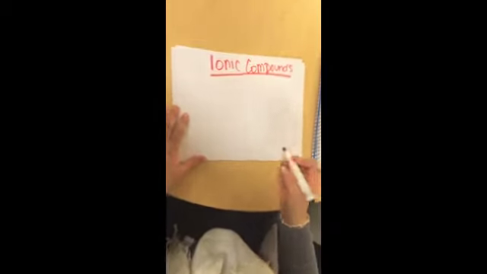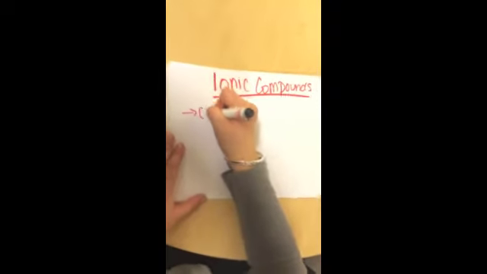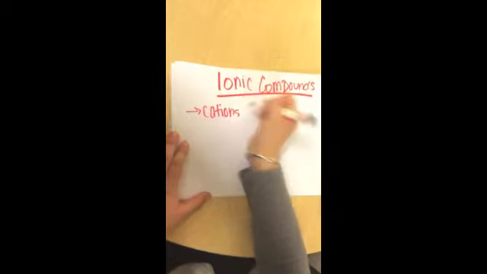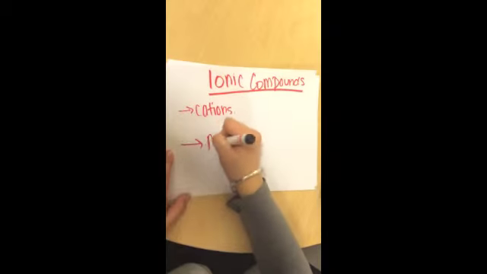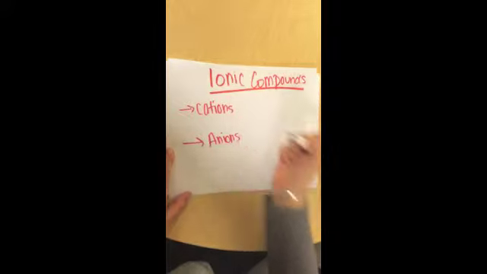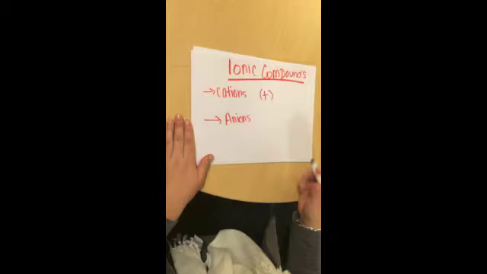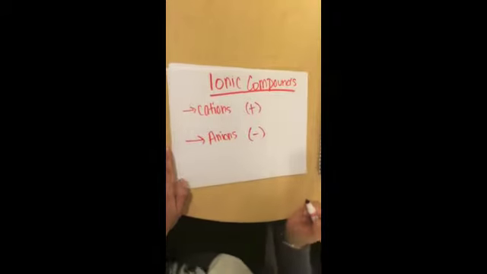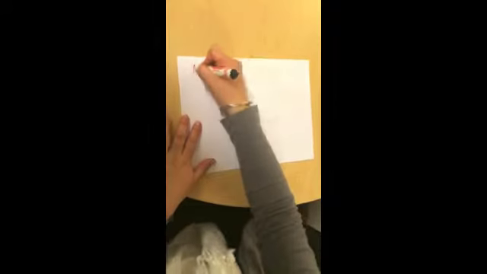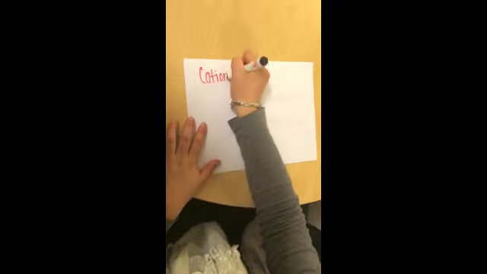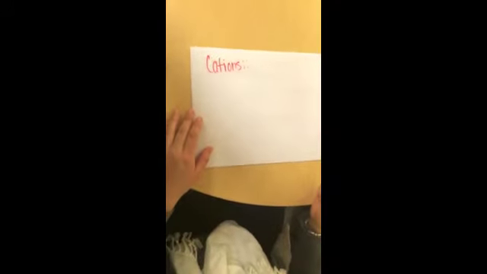Now let's take a look at ionic compounds. So, we are going to be looking at cations and anions. Cations hold a positive charge, while anions hold a negative charge. Now let's focus on them one at a time. Let's first look at cations.